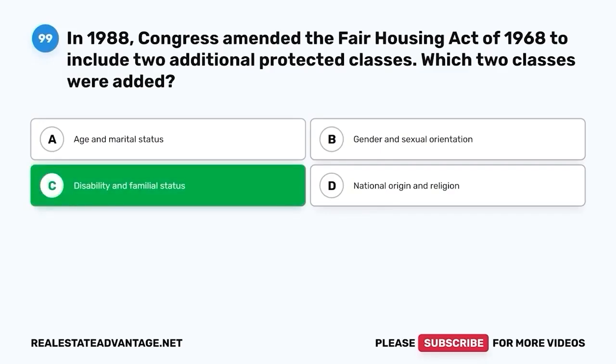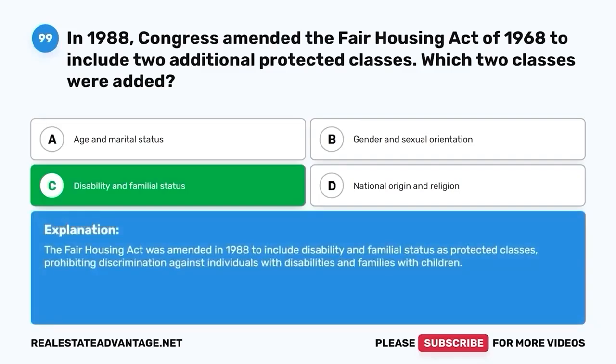Disability and familial status. The Fair Housing Act was amended in 1988 to include disability and familial status as protected classes, prohibiting discrimination against individuals with disabilities and families with children.